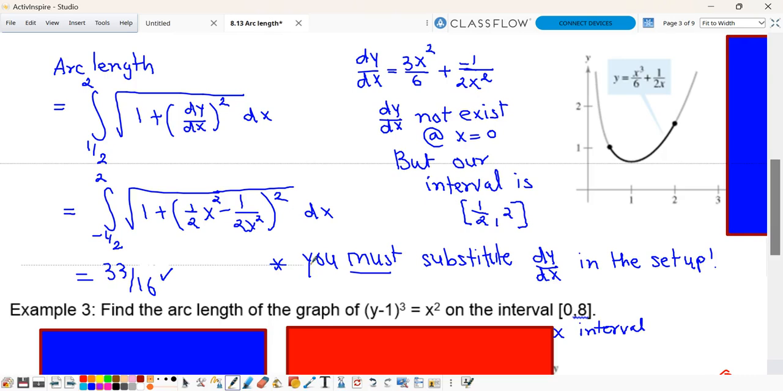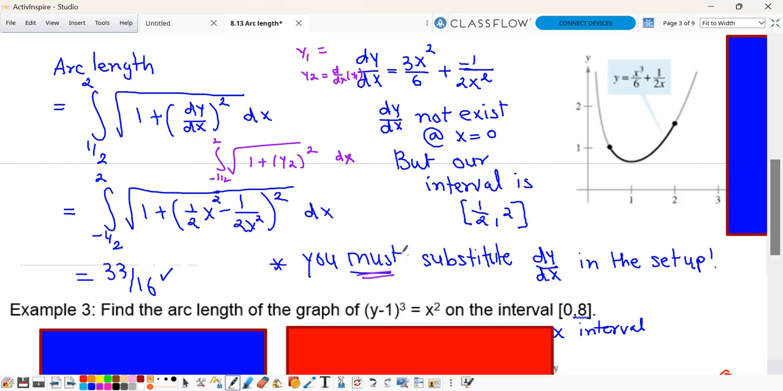Okay, so the hint: how do you use a calculator? If you are using a calculator to evaluate this on a home screen, you will need so many parentheses. So I highly recommend that you put your equation as y1, and y2 as dy/dx of y1, and here when you are evaluating, you can say 1 plus y2 squared, from 1 half to 2 dx. This will be much easier to evaluate the integral on a home screen. Take advantage of how to do it. If not, then you will need to put so many parentheses.